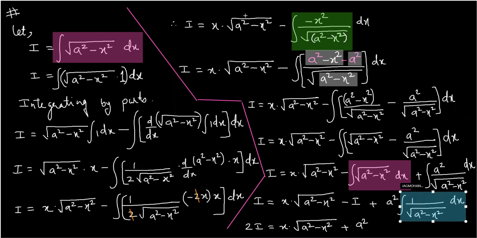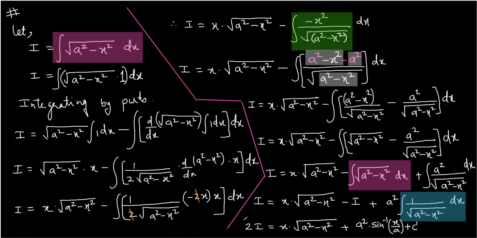That was 1 upon square root of a square minus x square, and what it was equal to? It was equal to sine inverse of x upon a plus c dash. I write c dash because I still have to get I, for which I'll have to divide throughout by 2, because on the left I have 2I. So the next step, I write dividing throughout by 2.